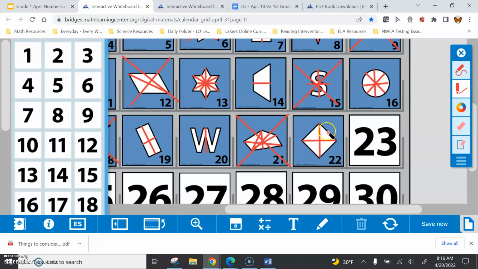Whoa. Wait a minute. I see two lines of symmetry. Do we have more? Let's see if we can try to draw one from here. We do. Let's see if we can also try to draw another one from here. There are many possible lines of symmetry with the square. Amazing.